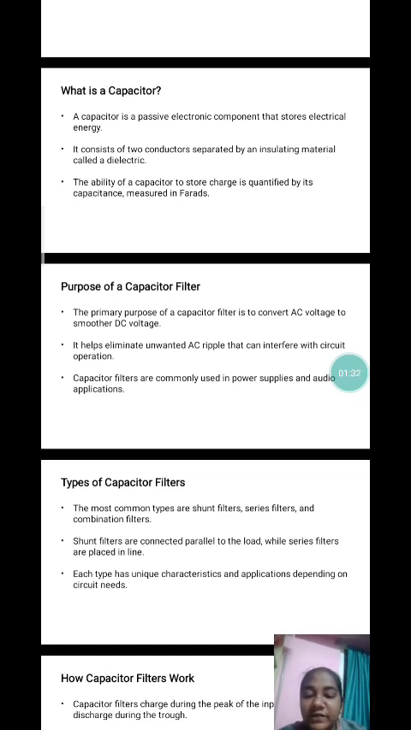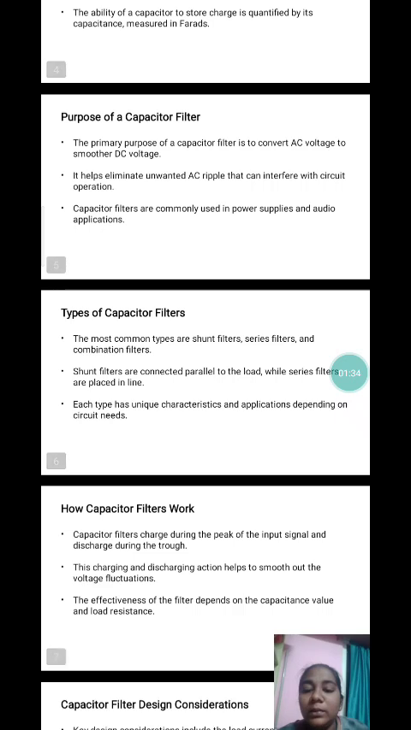Types of capacitor filters. The most common types are shunt filters, series filters, and combination filters. Shunt filters are connected parallel to the load, while series filters are placed in line. Each type has unique characteristics and applications depending on circuit needs.